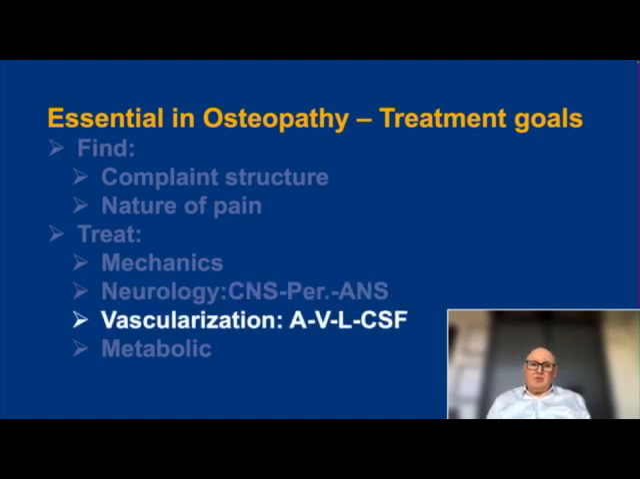When the complaint of the patient is an ischemic pain, for example, we have to treat the vascular system. And this can be done by working on the arterial system, on the tone of the arterial system through the segment. We can work on the venous system and drain the venous system. We can work on the lymphatic system. We even have techniques for the cerebrospinal fluid, for the improvement of the quality of the cerebrospinal fluid. We also, in some cases, will have to treat more with the metabolic system, such as diet, for example, or lifestyle changes.